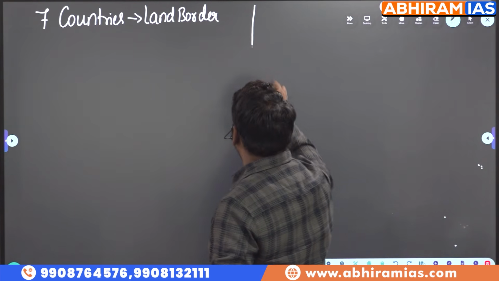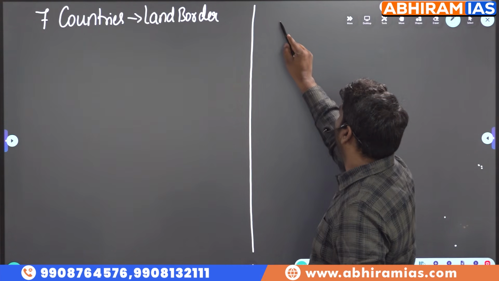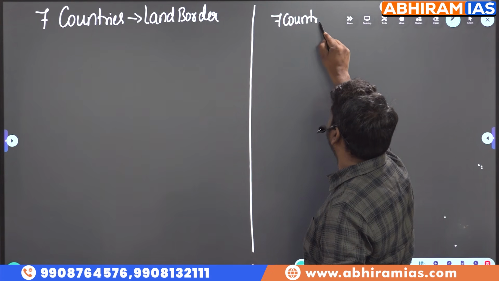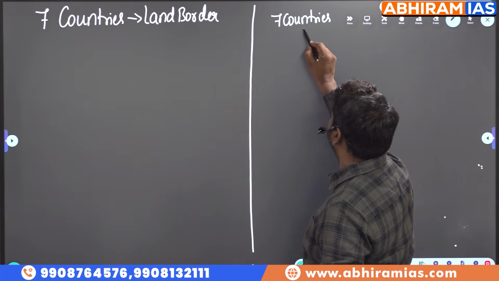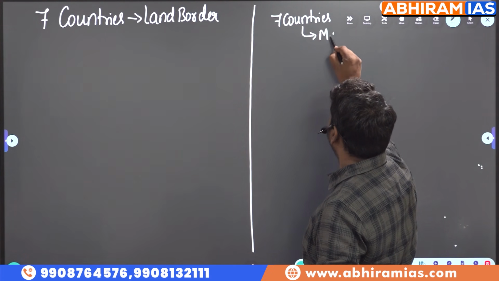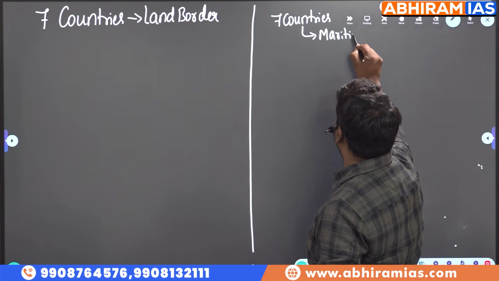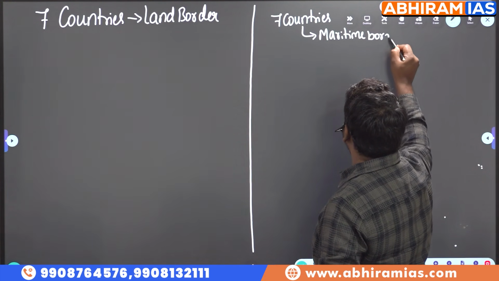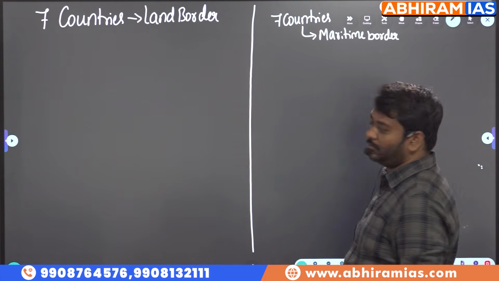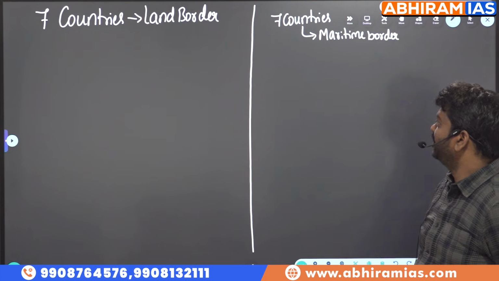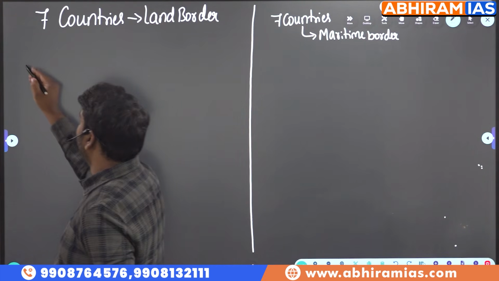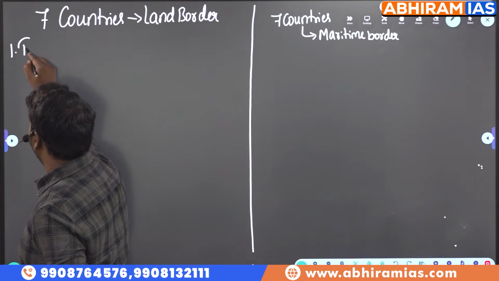Okay. With how many countries we have coastal border or maritime border? With 7 countries we have maritime border. Okay. 7 countries land border, 7 countries maritime border. Which are the 7 countries with which we have land border?